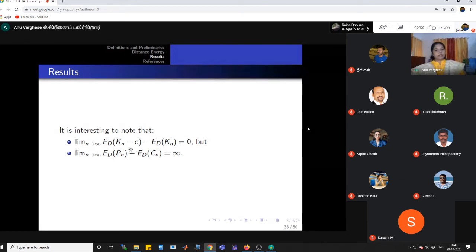In the case of complete graphs, if we delete an edge, as n tends to infinity, we can find the difference of distance energies because we can have an explicit formula for Kn minus e and its distance energy. So we can find ED of Kn minus e minus ED of Kn. And as n tends to infinity, we can see that this difference tends to 0. But in the case of Pn and Cn, this difference tends to infinity. That's a very wide variation.